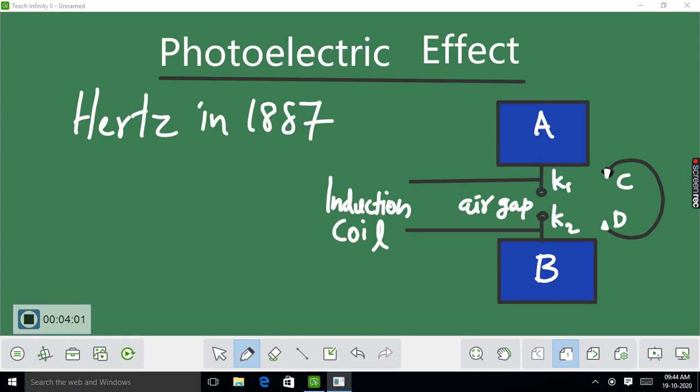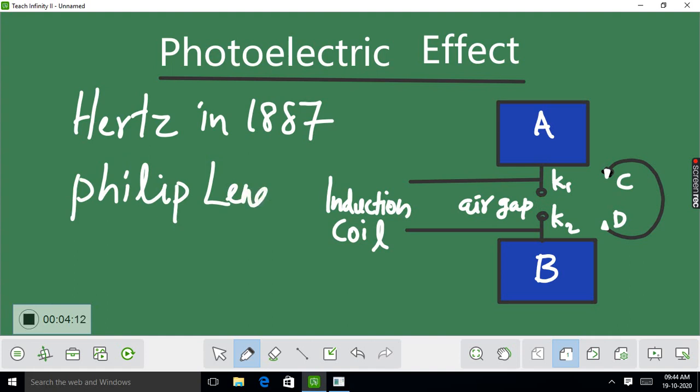Hertz could not pursue his observation, but his student Philip Lenard studied the observation in detail and observed that the cause of the spark was electrons emitted when the frequency of the electromagnetic wave was sufficiently high. This phenomenon is known as photoelectric effect.